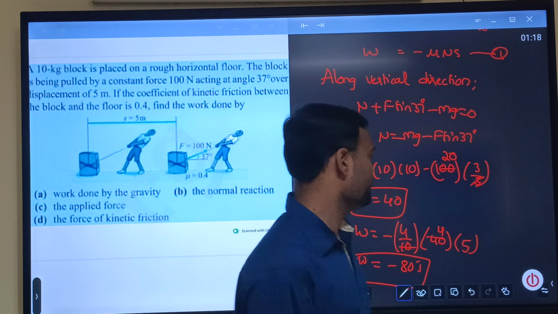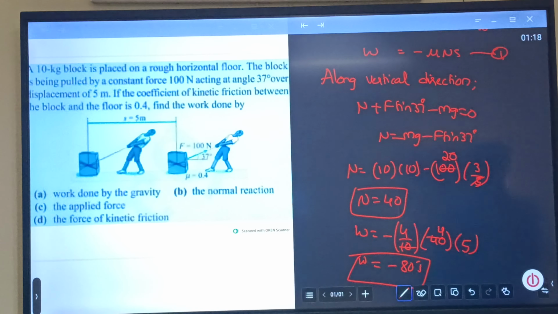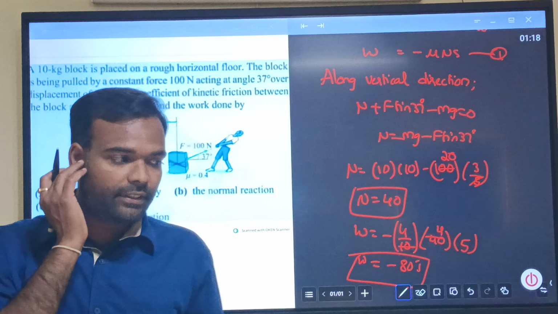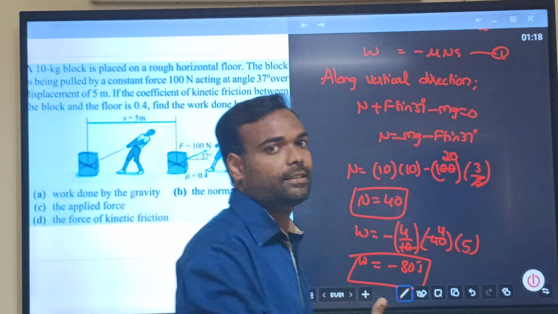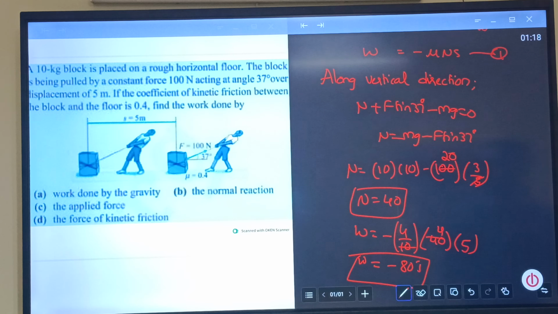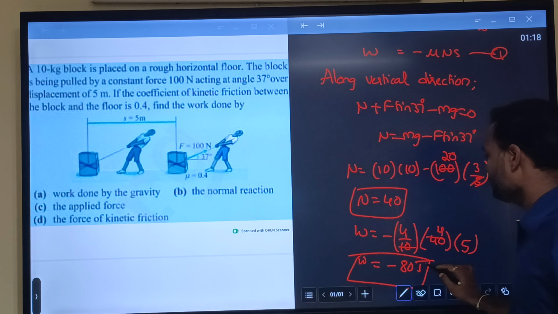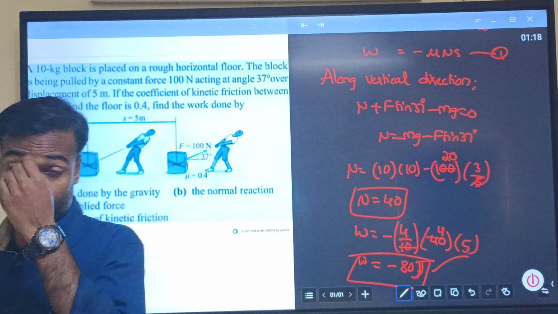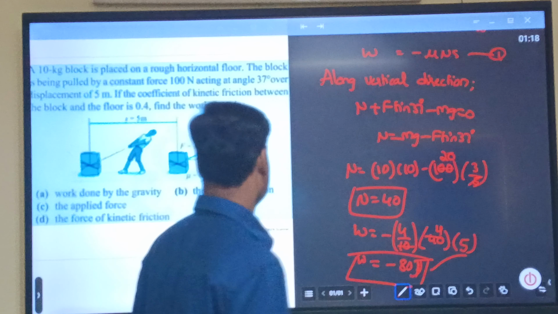Work done will be minus 80 joules, and this work done is by friction. So that work is being lost in the system. That's why we are getting the answer in terms of negatives, right? Chalo, next one.